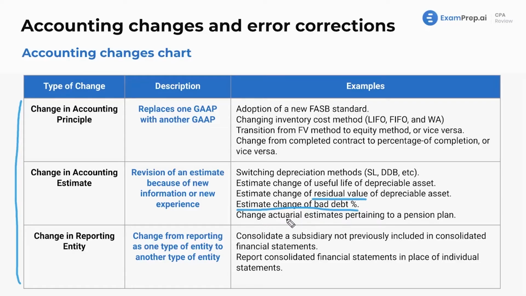Lastly, a change in actuarial estimates pertaining to a pension plan, another estimate change. Also, another common one we'll see in contingencies and commitments, you could also see a change in the estimated liability of a lawsuit, of the lawsuit outcome. Now, as I mentioned, the change in reporting entity, this is going to be the change from one type of entity to another. So maybe we go from just one entity to consolidated financial statements, or maybe we break up the subsidiaries. So that's basically what's going to be in our change in reporting entity.